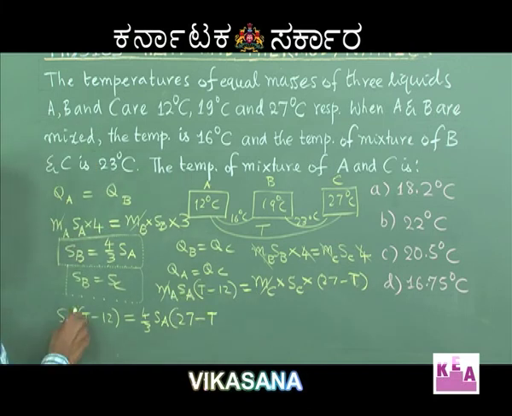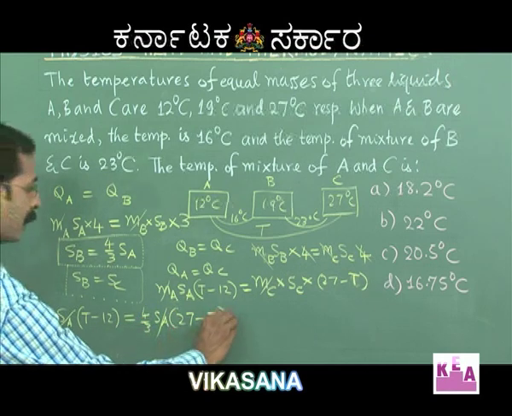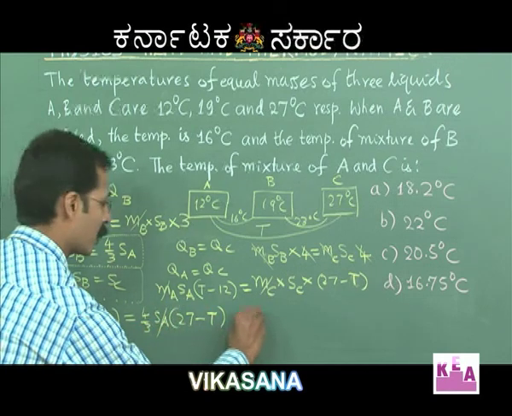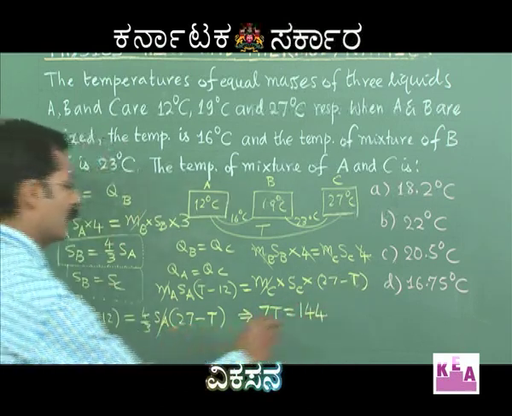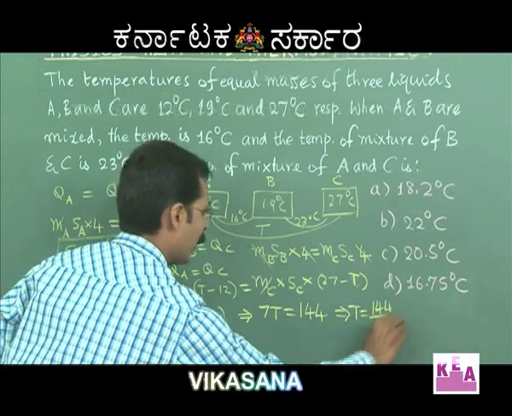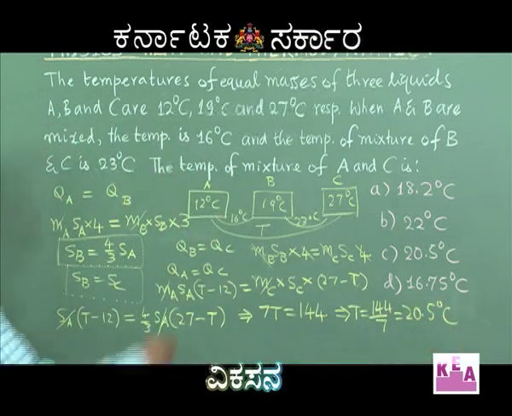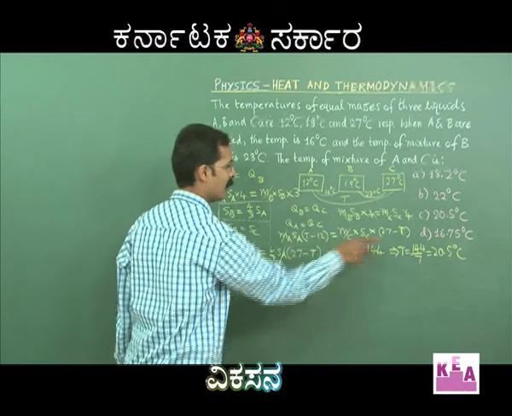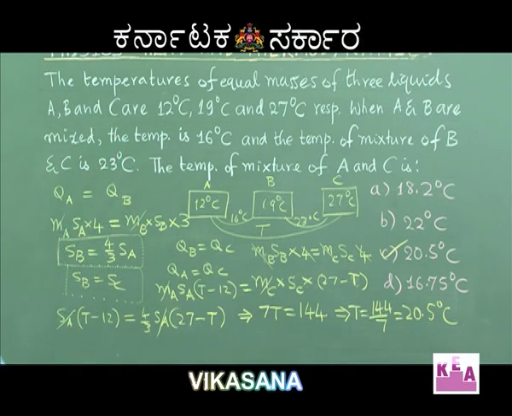I can cancel these S's, and I can cross multiply this one here. That gives me 3T minus 36 equal to 4 into 27 minus T, 27 into 4 is 108 minus 4T, that gives us 7T is equal to 144, which implies T is equal to 144 divided by 7, which is equal to 20.5 degrees Celsius. The temperature of the mixture of A and C is 20.5 degrees Celsius. The option is C, 20.5 degrees Celsius.